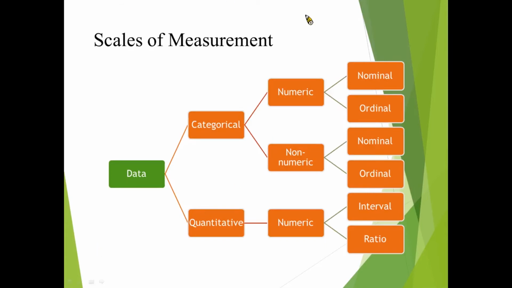Okay, so this is the scale. Data may be categorical or quantitative, and the categorical may be numeric or non-numeric. The non-numeric have the nominal and ordinal, and the numeric have the same, and the quantitative data are numeric, and they have the interval and the ratio. Okay.